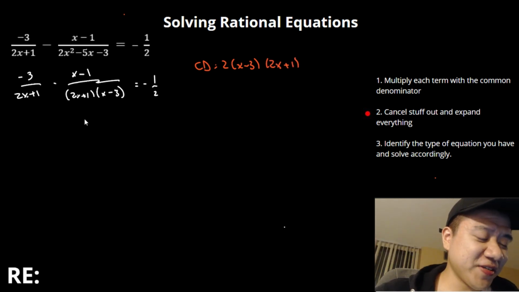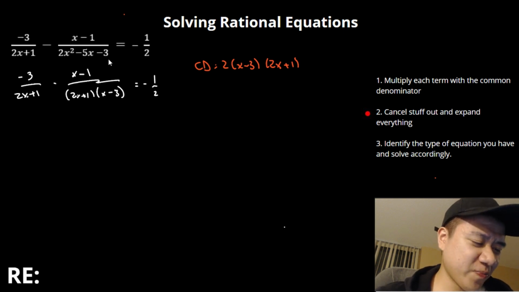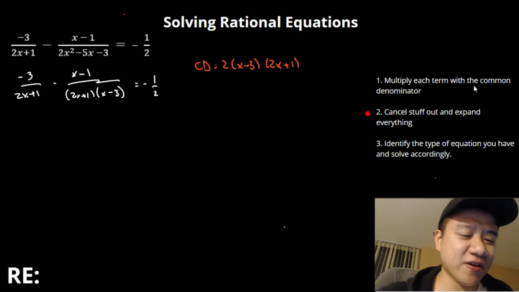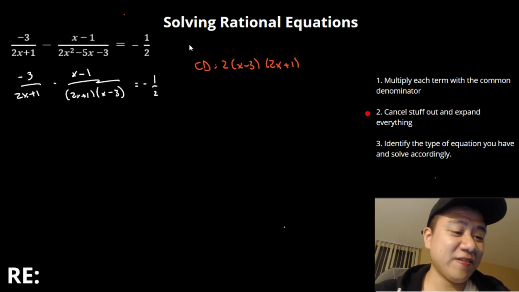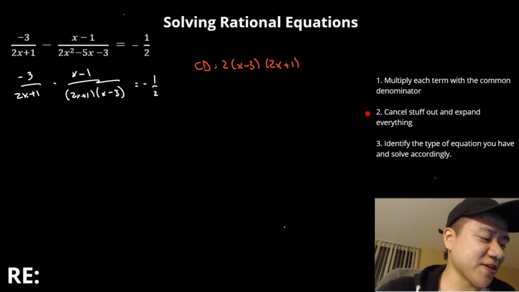So in general, it's a really good idea to factor your denominators first in your rational equations, so that you can look at it to see if there are any repeats. That way it's a lot easier to get your common denominator and simplify stuff in the future. Okay, so let's do it.